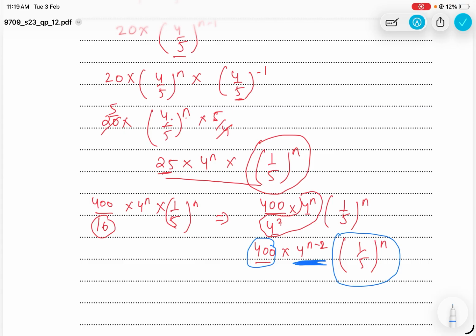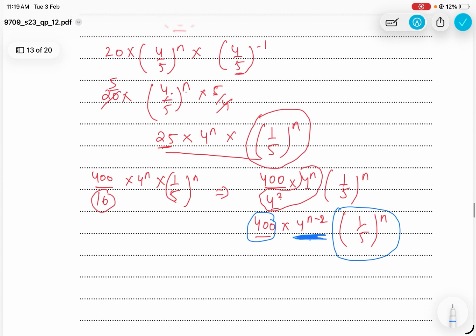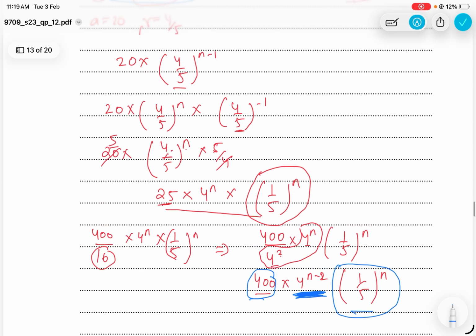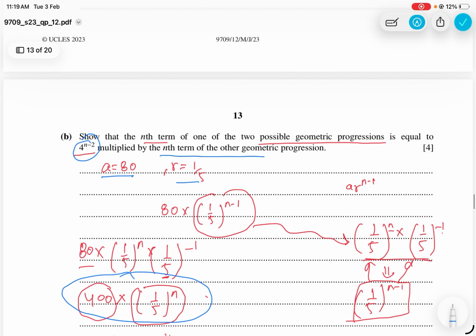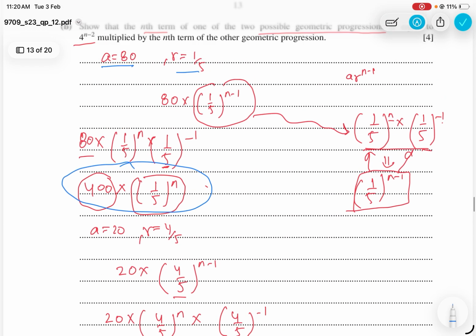What was the question asking? It was asking the same thing. Show that the nth term of one of the possible geometric progressions is equal to 4n minus 2 multiplied by the nth term of the other progression. Yes or no? This was the same thing the question was asking, that 4n minus 2 multiplied by the nth term of one geometric progression equals the nth term of the other one.